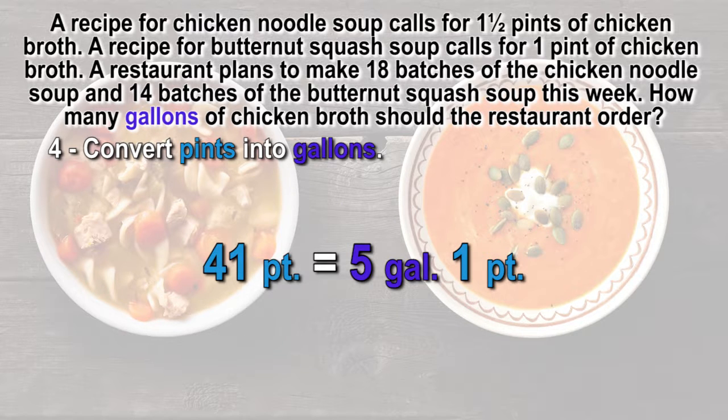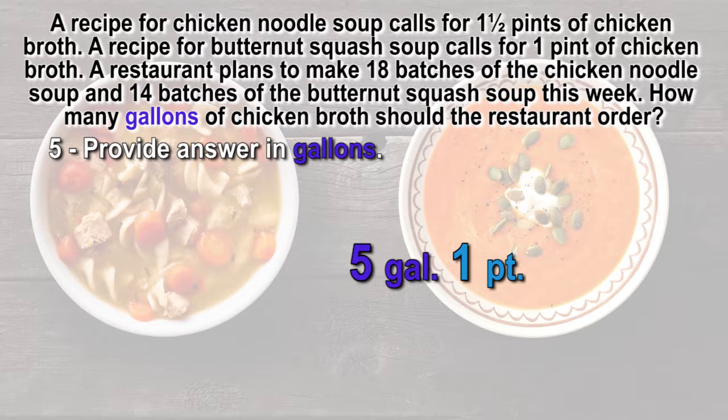Because the restaurant manager will be ordering in whole gallons, our answer needs to be in whole gallons. In this word problem, it is not reasonable to round our answer to the nearest gallon. Doing so would cause the restaurant to be short 1 pint of broth. The restaurant will need that remaining pint of broth to make all the batches of both soups.